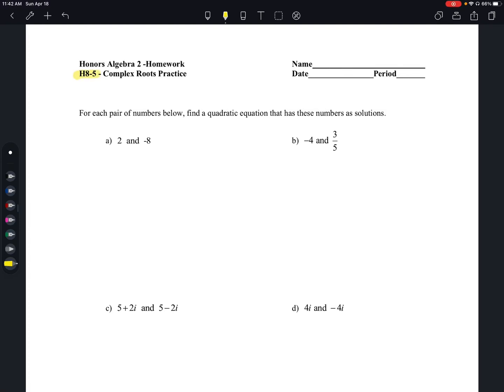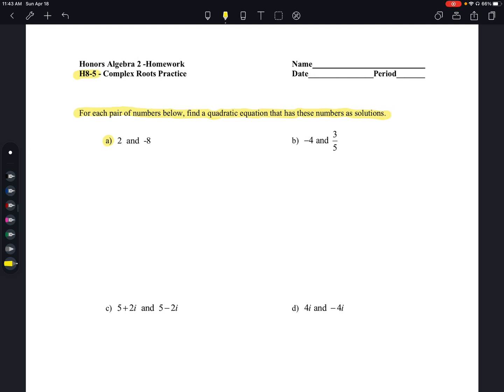This is the homework help video for worksheet H8-5. There aren't really any problem numbers, but all of the problems are just practice problems over what we did in class. The directions state for each pair of numbers below, find a quadratic equation that has these numbers as solutions. You'll see some of these will be real numbers, some of them will be complex numbers. I'm going to focus on problem A in this video.